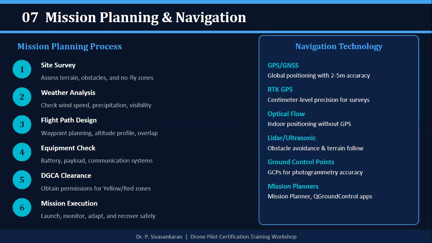Now we are going to discuss mission planning and navigation. Successful drone missions depend on proper planning. The mission planning process begins with a site survey to identify terrain features, obstacles, and airspace restrictions. Weather conditions must be evaluated before designing the flight paths and waypoint missions. Equipment inspections and regulatory clearances must be completed before launch. Modern navigation technologies enhance positional accuracy and operating safety. Proper planning minimizes risk and improves mission outcomes.